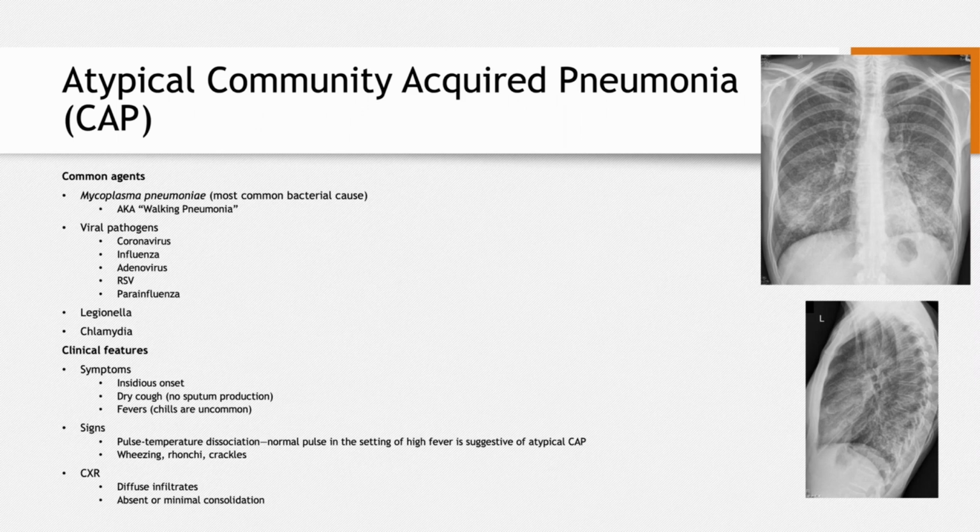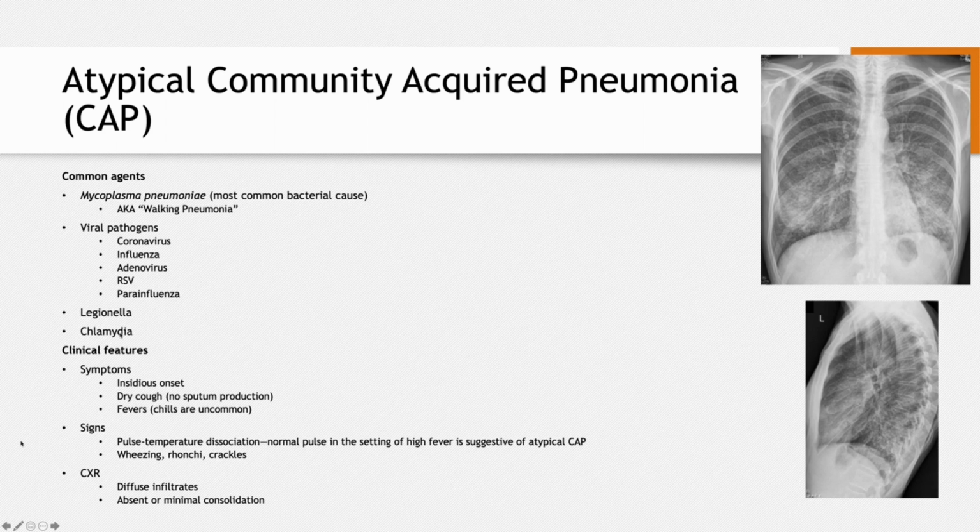So typical, we said, was acute onset of cough with fever, chills, dyspnea, and pleuritic type chest pain, right? Productive cough, we said. Whereas atypical tends to present more insidiously. So it kind of creeps on over days to weeks. Generally speaking, the layman's term for this would be a walking pneumonia. Mycoplasma pneumonia is the most common bacterial cause. Other things that cause this more atypical type are viruses, like these viruses here, as well as Legionella and chlamydia.